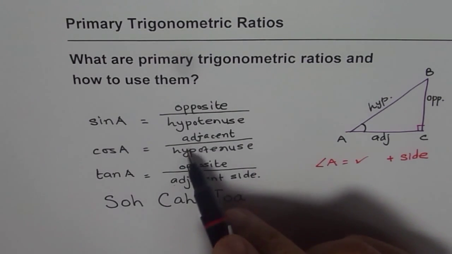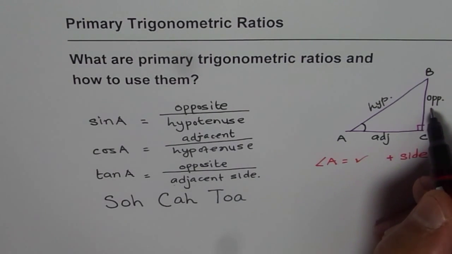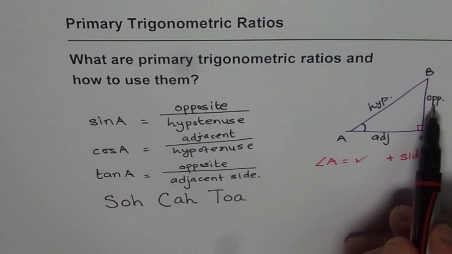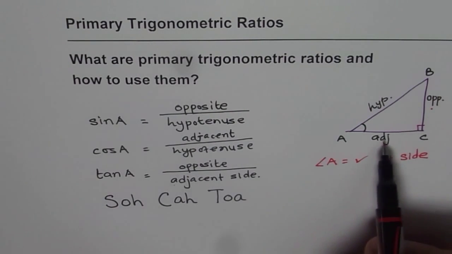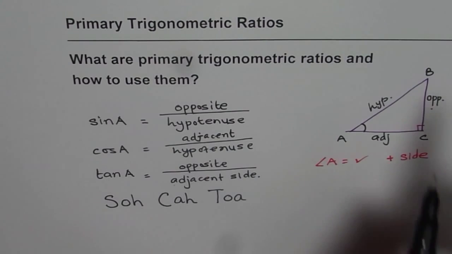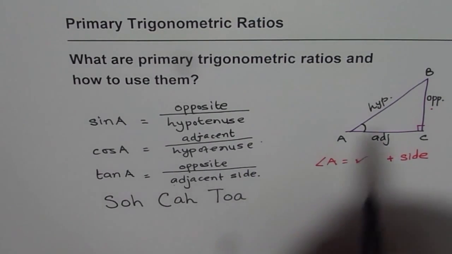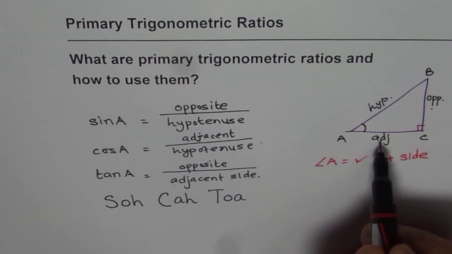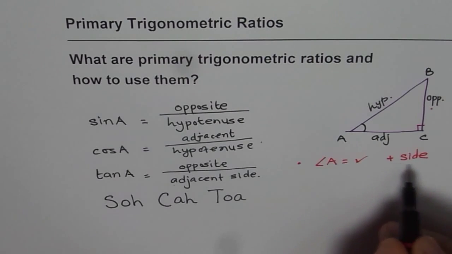And from these ratios, if one side is known to us, let us say the opposite side is known to us, then using sine we can find the hypotenuse, and using tan we can find the adjacent side. If the adjacent side is known to us, then using cosine we can find the hypotenuse, and using tan we can find the opposite side. So that is how we can solve the question if an angle plus a side is known to us.